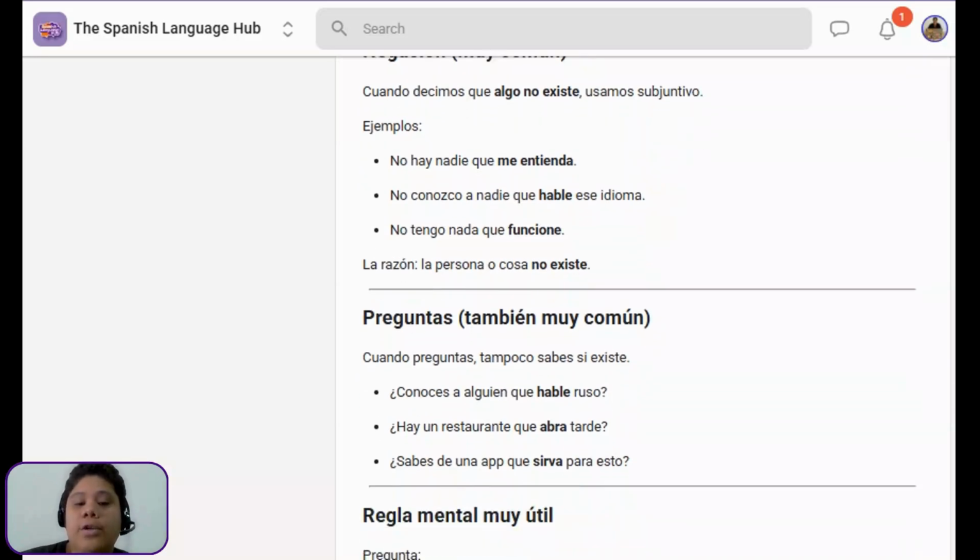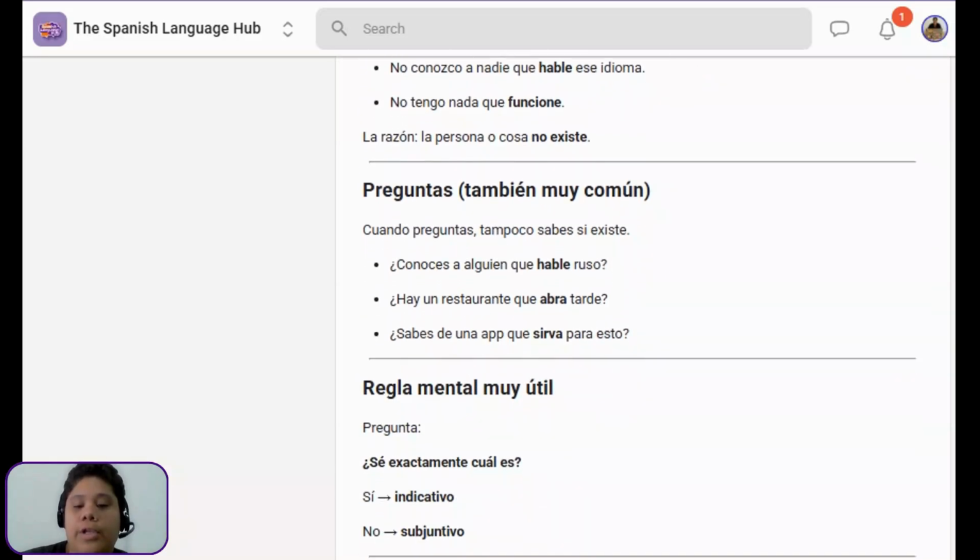And as a very useful mental rule to think about when you are studying or analyzing the subjunctive: do you know exactly what it is? If it's a yes, use indicative. If it's a no, use subjunctive. And it's as simple as that in this case.